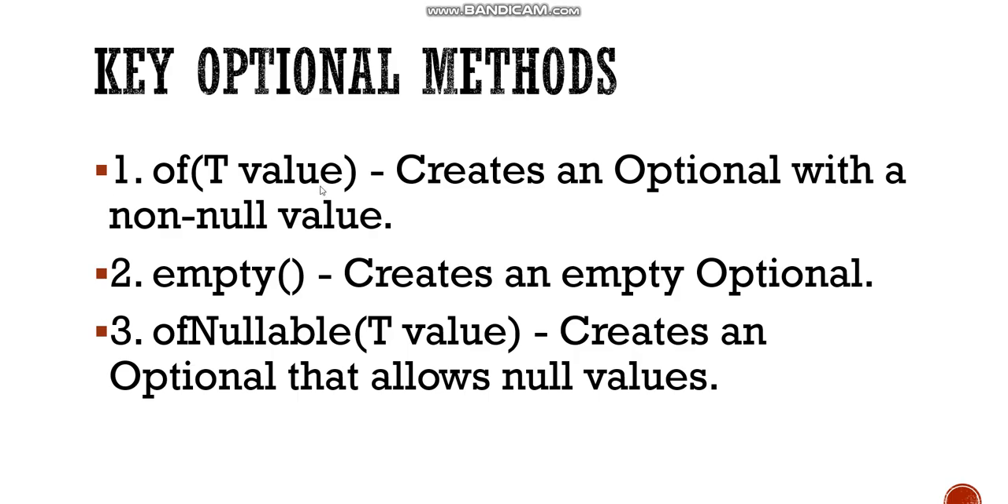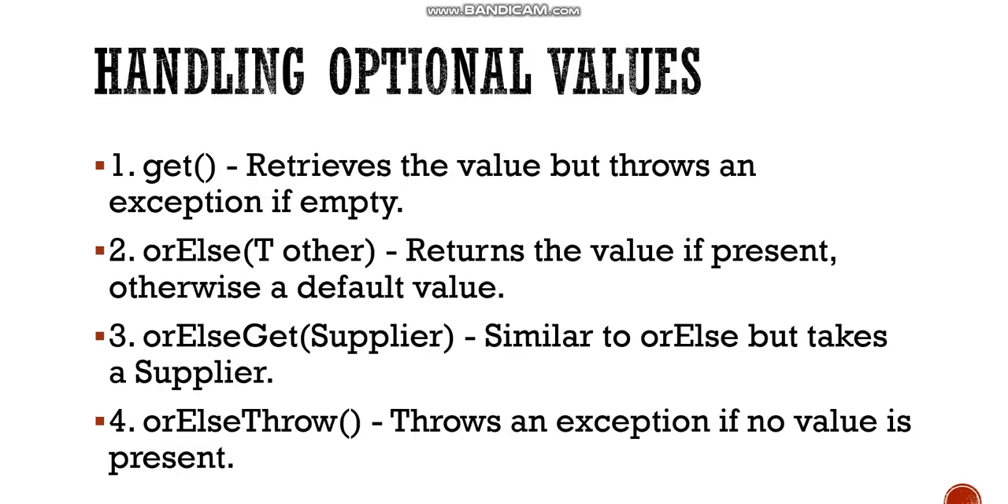So this is the of(T value) method, which creates an optional with a non-null value, and empty creates an empty optional. And as I mentioned, ofNullable is a generic T where we have defined T value, and it creates an optional that allows null values also. So this third method is very important and more used when we are unsure whether it contains the value or it doesn't contain the value. So this is a good method.